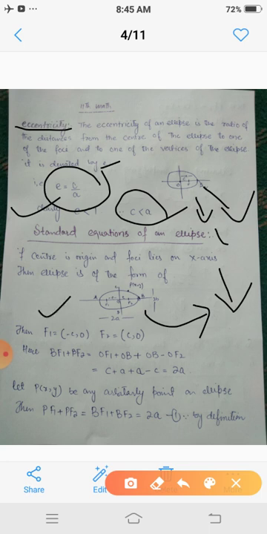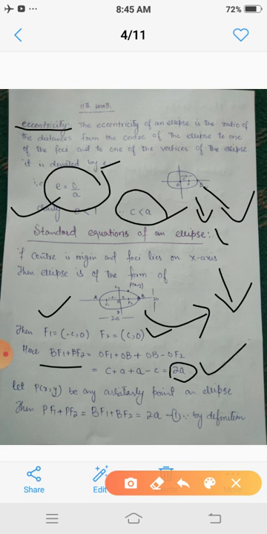Then clearly F1 equals (minus c, 0) because this focus lies on the negative x-axis, while F2 equals (c, 0) because it is on the positive side of the x-axis. Here B is the vertex. Then BF1 plus BF2 equals 2a, because BF1 equals OF1 plus OB, while BF2 equals OB minus OF. That is why BF1 plus BF2 equals 2a.